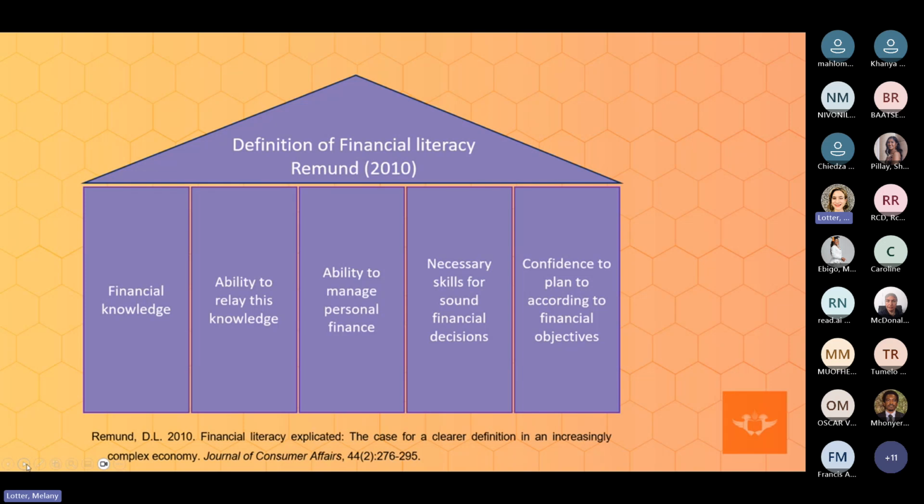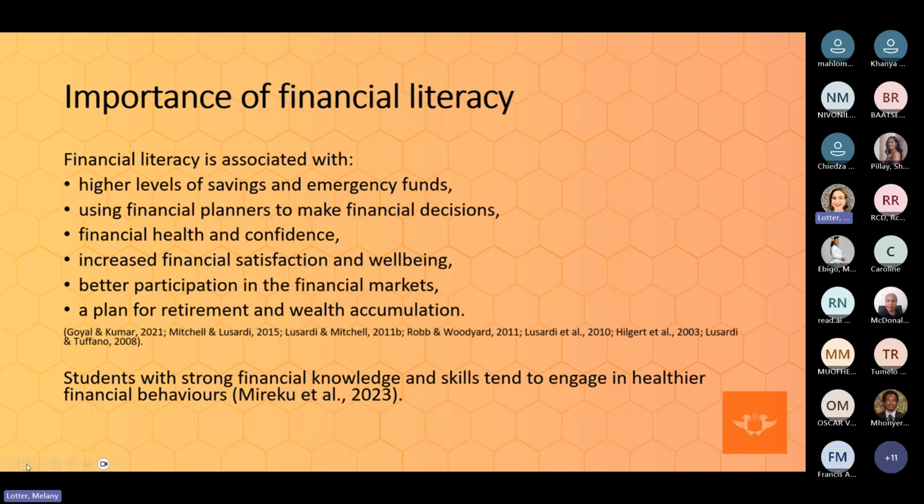So financial literacy is like an umbrella over more than just financial knowledge. So if you say you've got financial literacy, it's the knowledge, but it's also the skills and the ability to apply it and to make good financial decisions. So what's the importance of financial literacy?